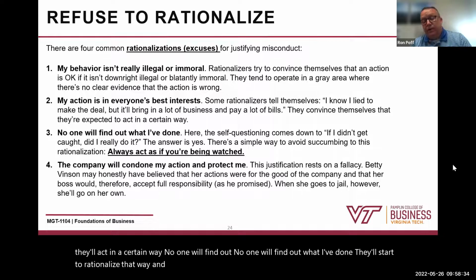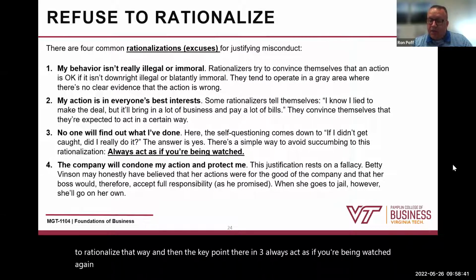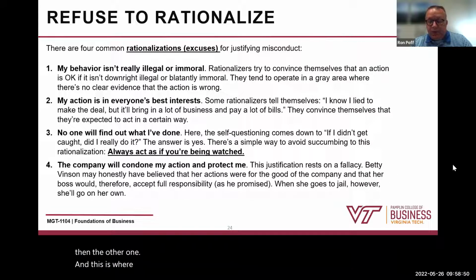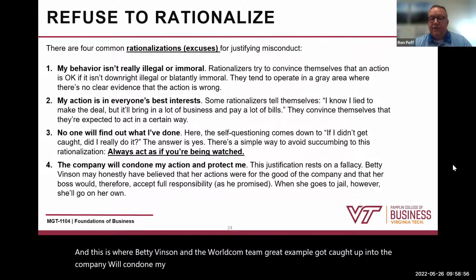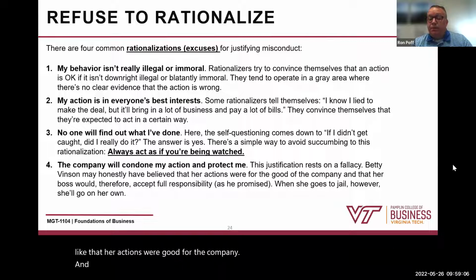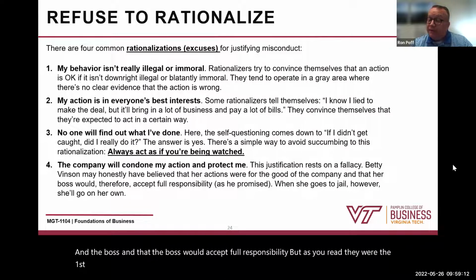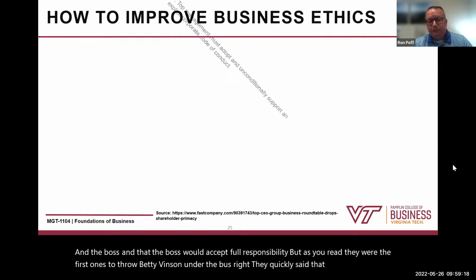And then the key point there in number three, always act as if you're being watched. Again, do things as if there's going to be an audit, or do things as if there's someone there. And then the other one, and this is where Betty Vinson and the Worldcom team, great example, got caught up. The company will condone my action and protect me, right? And so Betty Vinson honestly felt like her actions were good for the company and the boss, and that the boss would accept full responsibility. But as you read, they were the first ones to throw Betty Vinson under the bus, right? They quickly said, that was her own deeds.